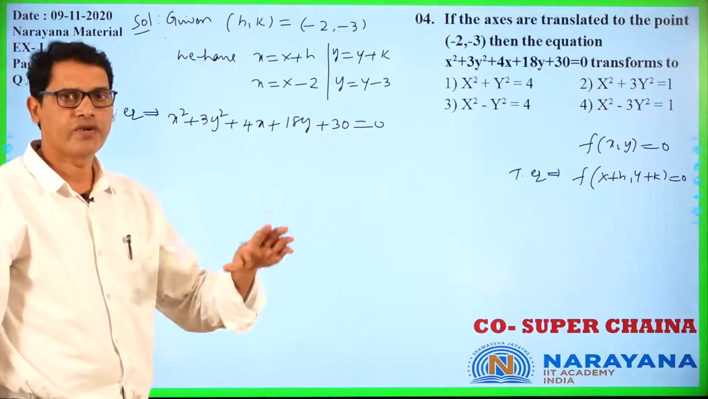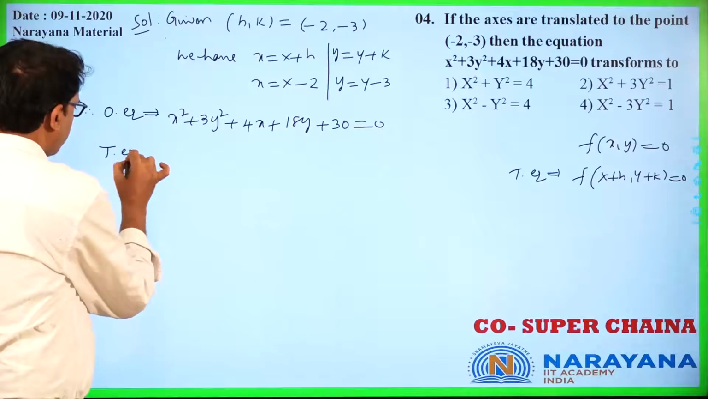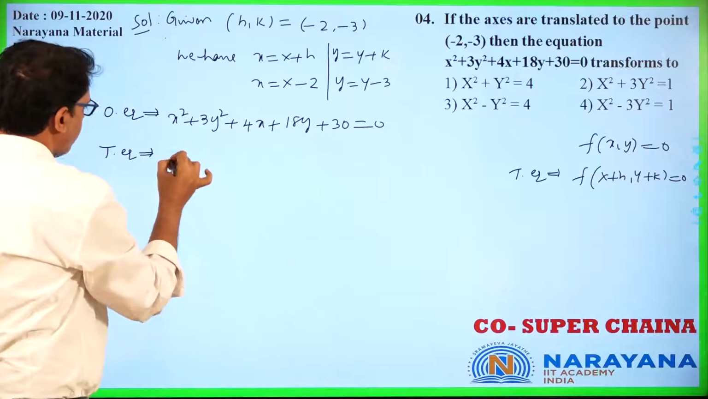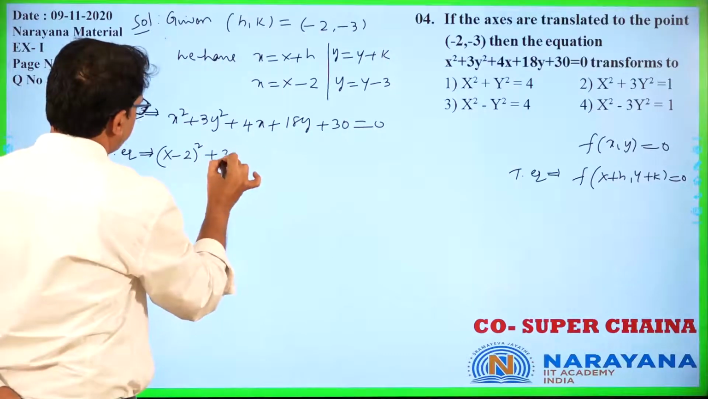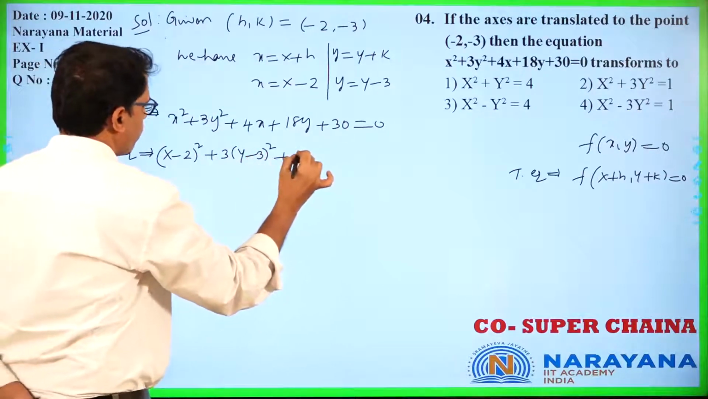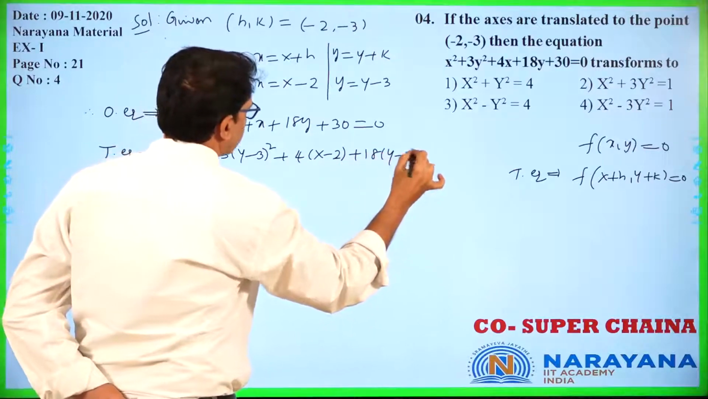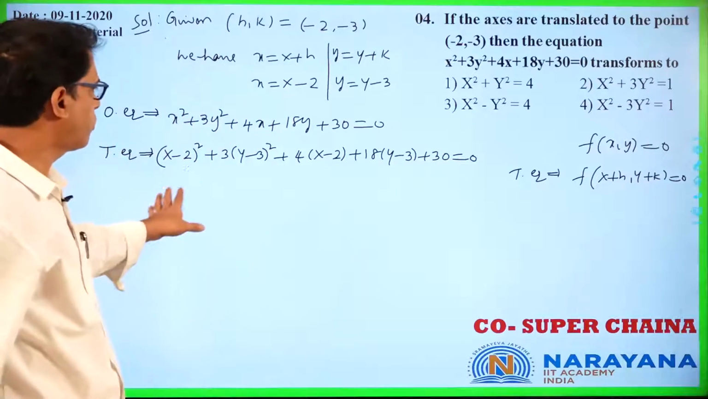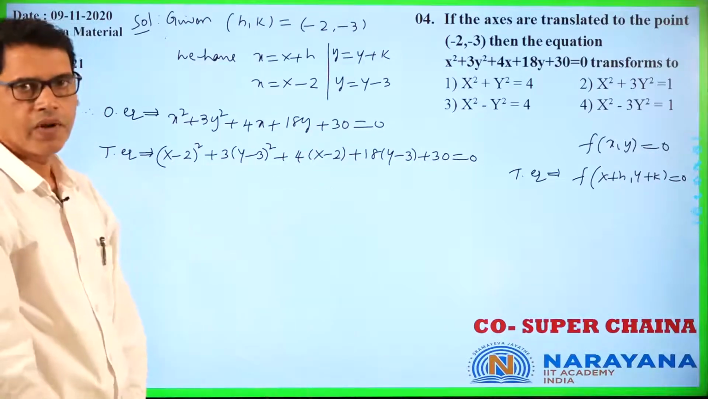Just replace the values. Therefore the transformed equation: in the place of x substitute x minus 2 whole square, plus 3 into y minus 3 whole square, plus 4 into x minus 2, plus 18 into y minus 3, plus 30 equals 0.